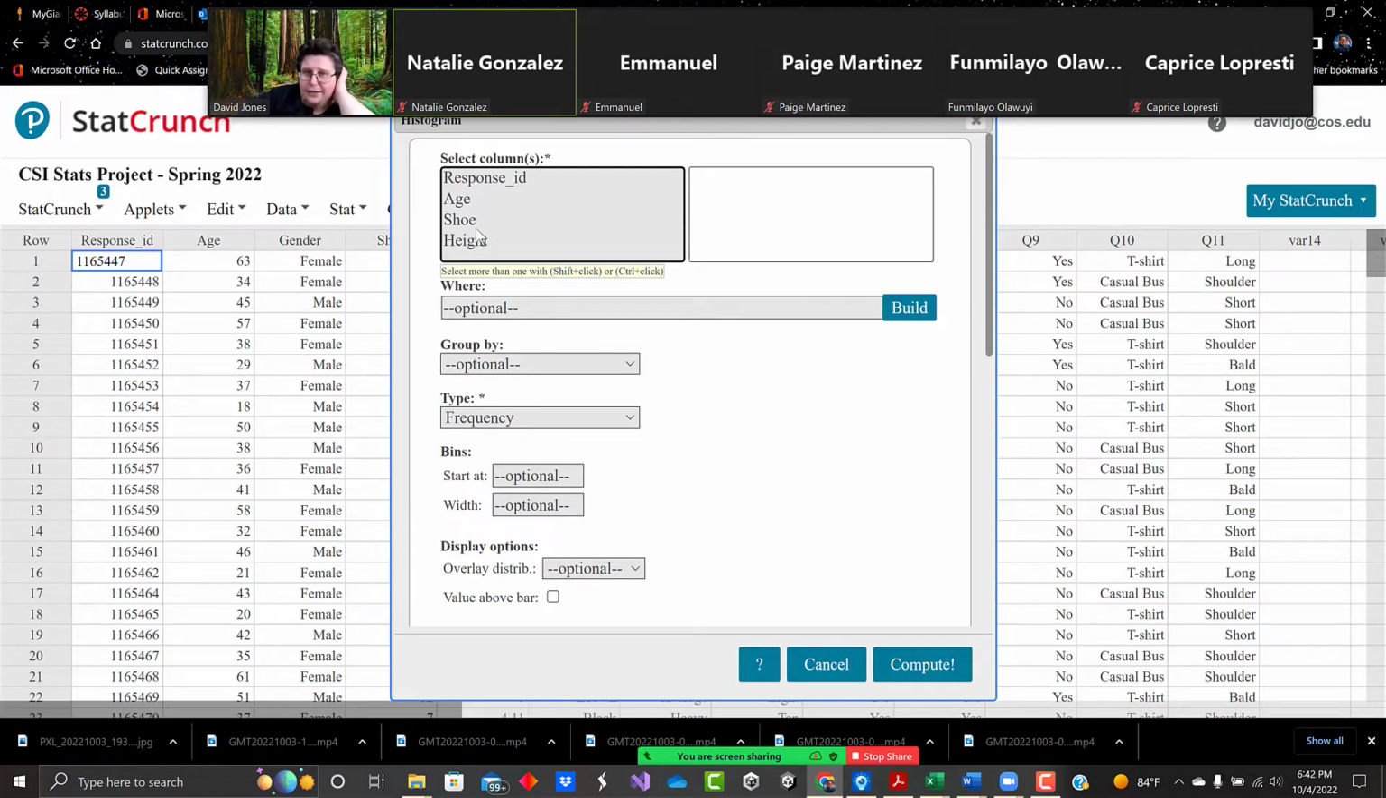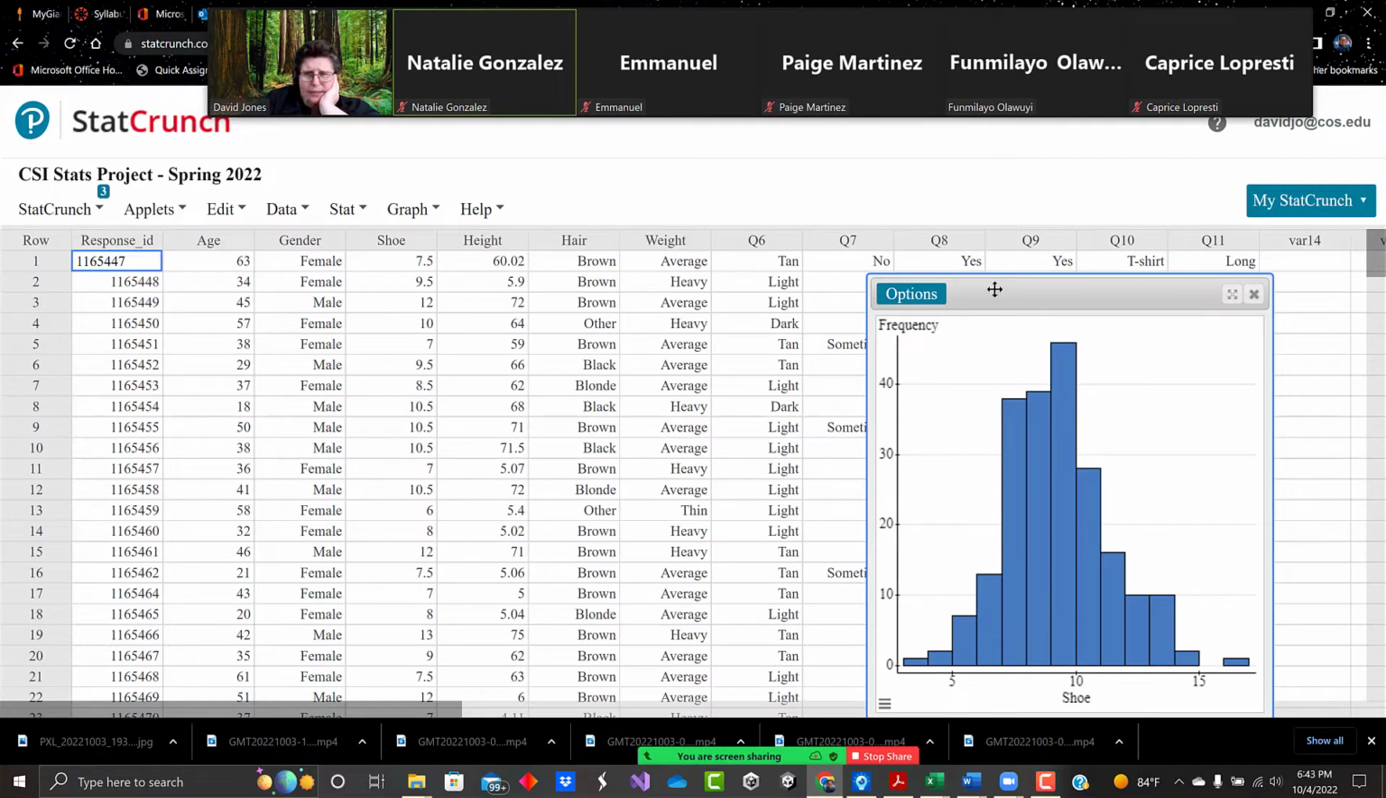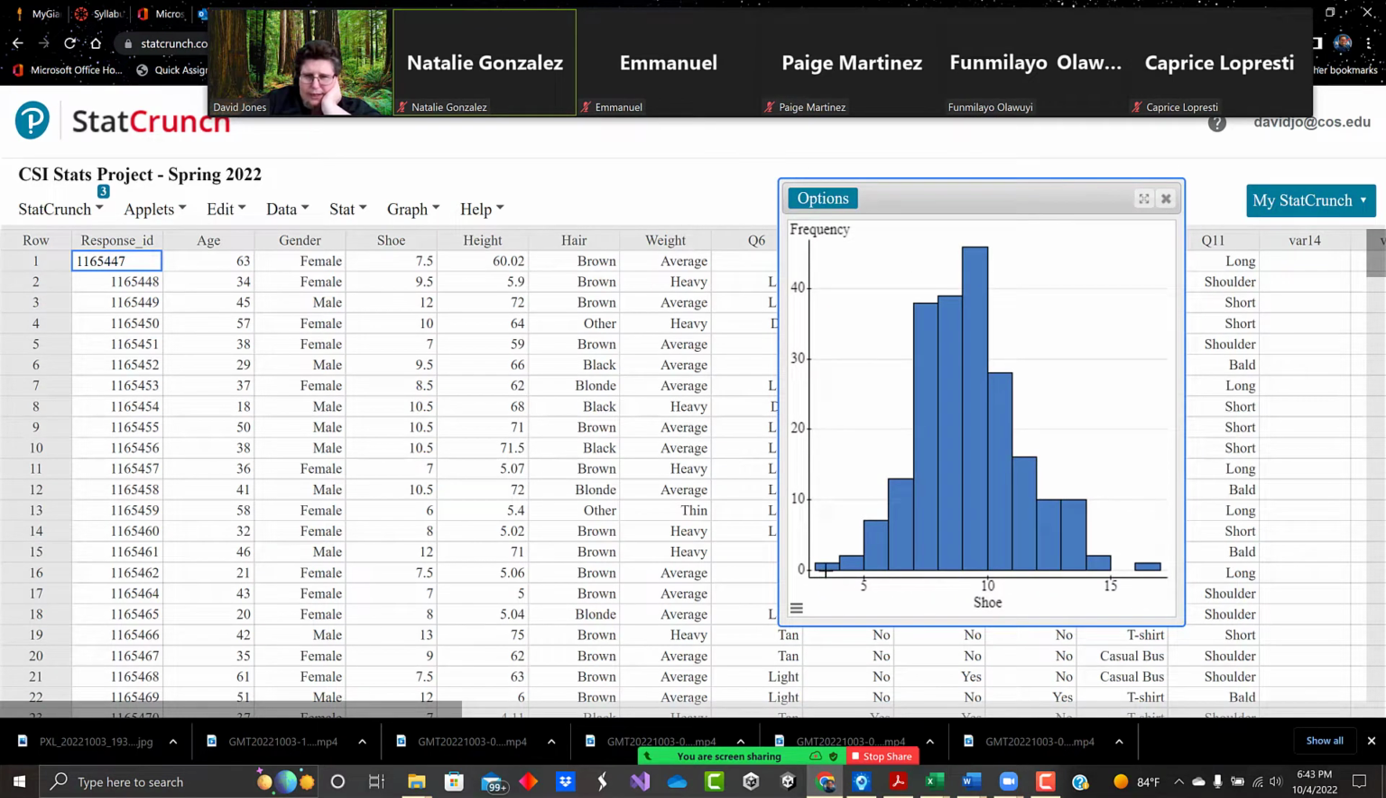Oh wow, we can't do age. Let's do, or we can't do gender, because a histogram requires numbers, whereas a bar plot doesn't. So maybe we'll do shoe size. If we tell it what bins to use, we can pick them. Otherwise, it picks its own. And in this case, for shoe size, it picked a bracket of 1, which isn't bad.